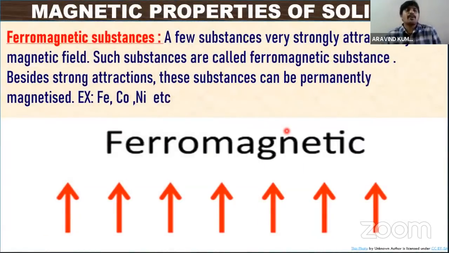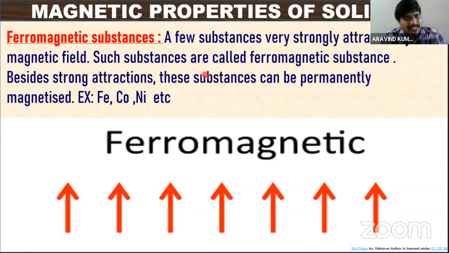Ferromagnetic substances. Now, ferromagnetic substances, paramagnetic substances, a little difference. Ferromagnetic substances are also formed by unpaired electrons only. Paramagnetism is also formed by unpaired electrons only. But ferromagnetism can be made into permanent magnets. Ferromagnetic substances can be made into permanent magnets.